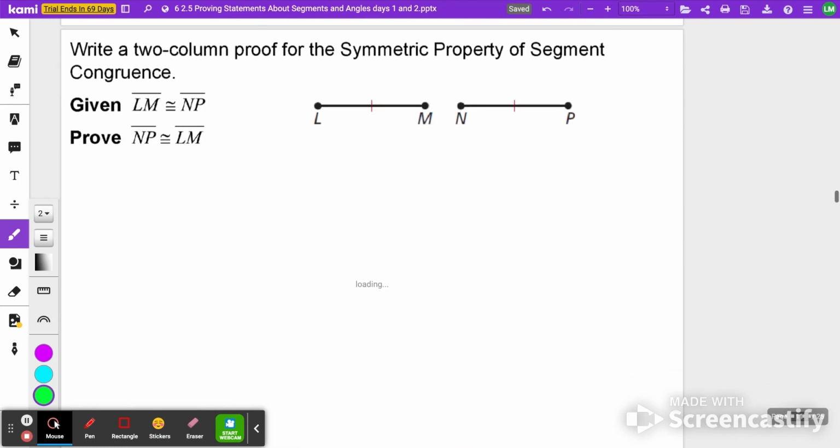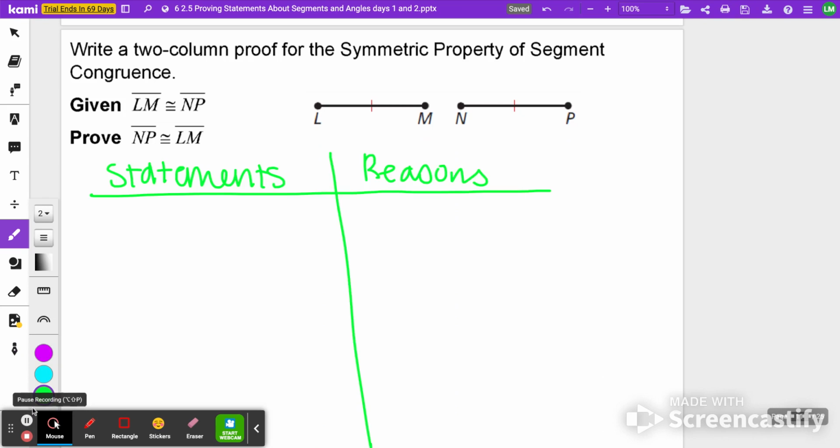Write a 2-column proof for the symmetric property of segment congruence given that LM is congruent to NP. We want to prove that NP is congruent to LM. So this one should be a fairly short proof. Let's go ahead and set up our 2 columns. All right, so I have my left side of statements and my right side of reasons. The very first thing is we always write our given. Segment LM is congruent to segment NP, and the reason is because that is our given.